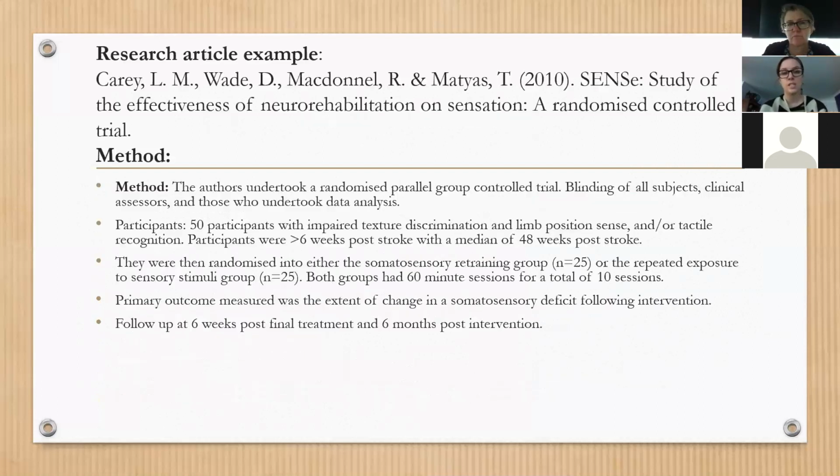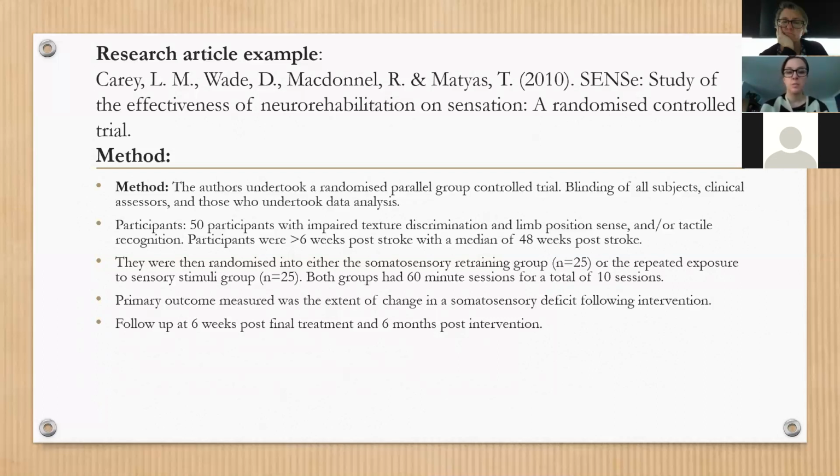Okay, so the research article example is by Kerry, Wade, McDonald and Mattis, and it's about the SENSE study of the effectiveness of neurorehabilitation on sensation, and it was a randomised control trial. For the method, the authors undertook a randomised parallel group control trial, blinding all subjects, clinical assessors and those who undertook the data analysis.